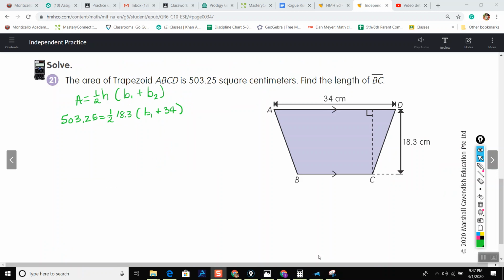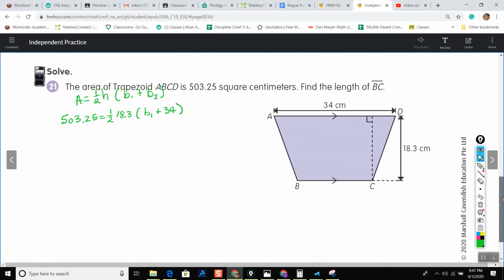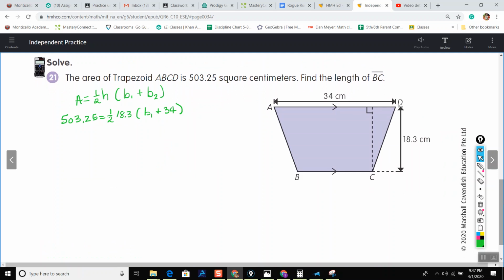Okay, we're ready to do number 21 on page 188. Okay, so it says the area of trapezoid ABCD is 503.25 square centimeters. It wants us to find the length of BC. So we're looking for this length down here, right? We're looking for the other base. We're looking for base 1 as far as Ms. Brock's concerned because it's the shorter side.